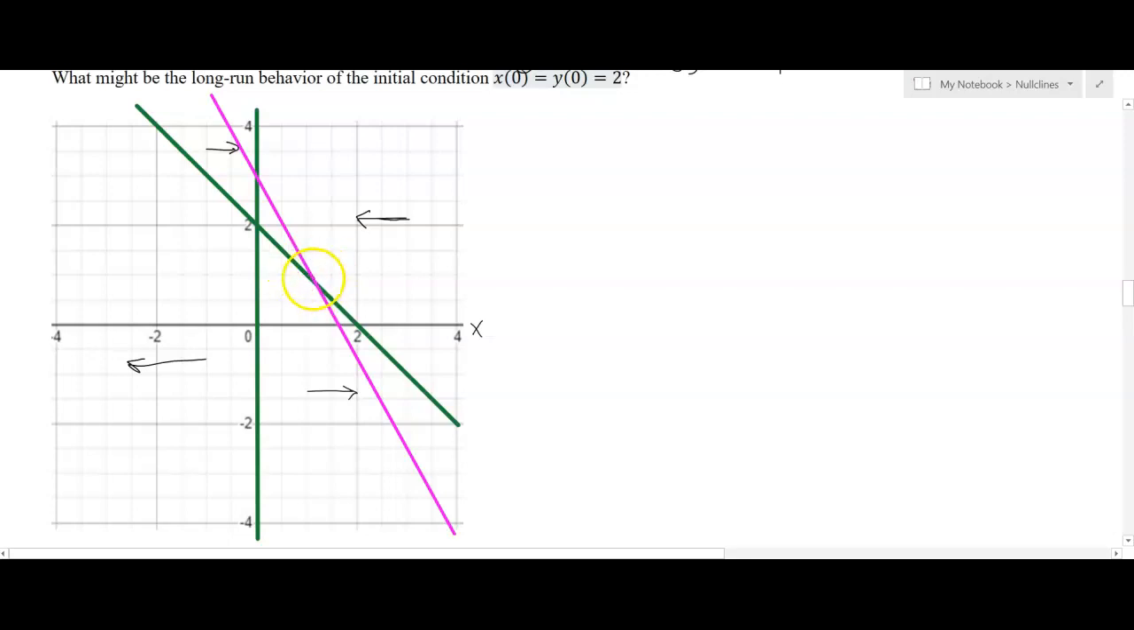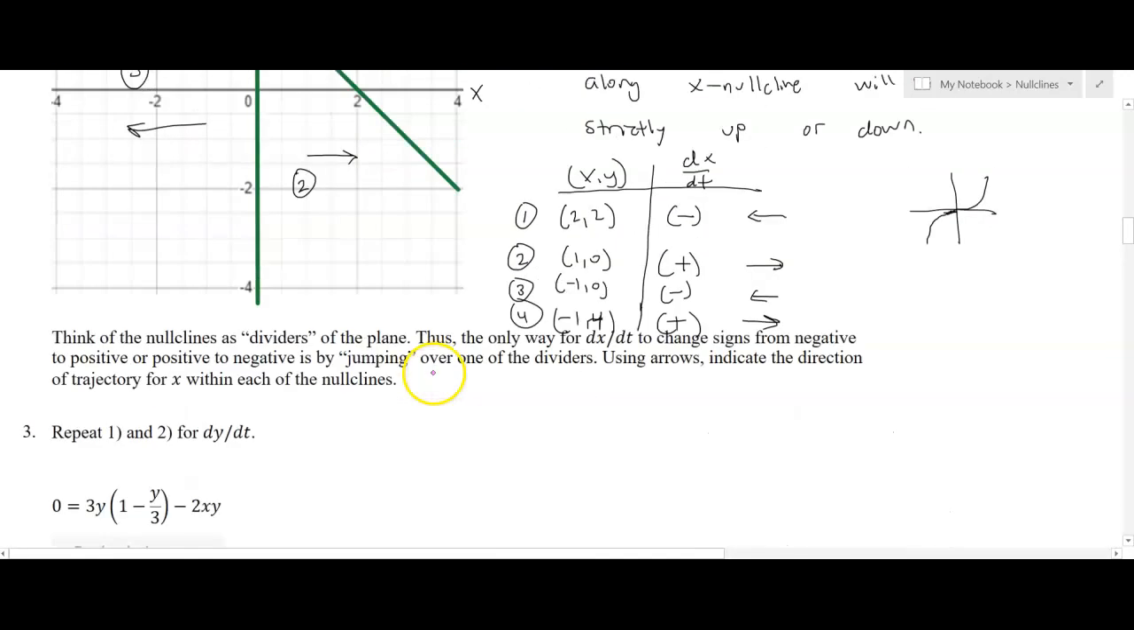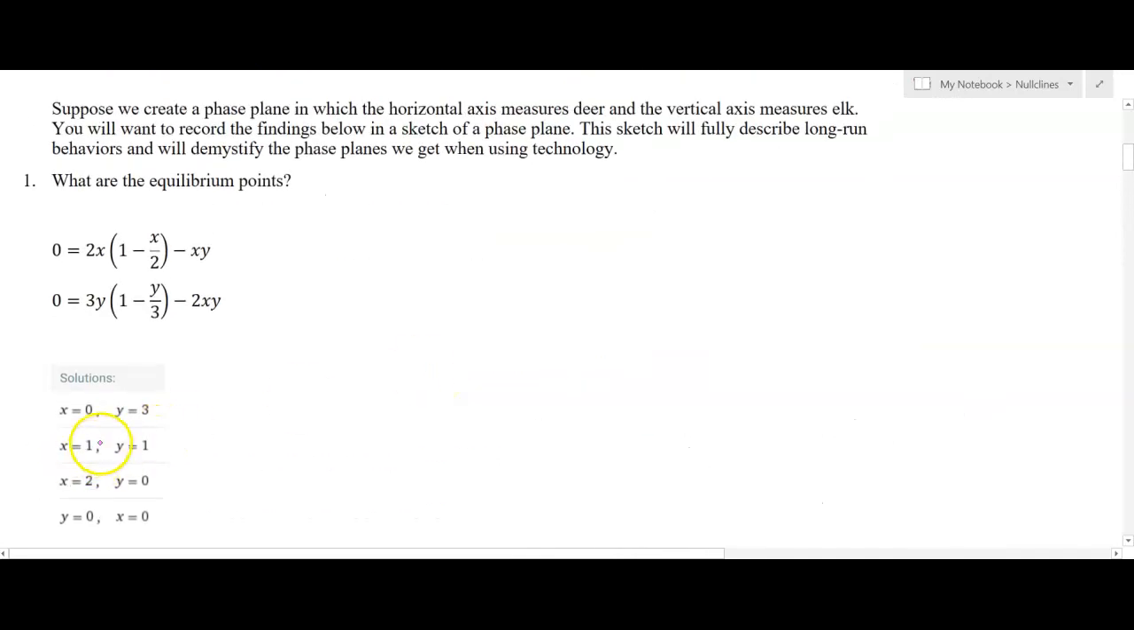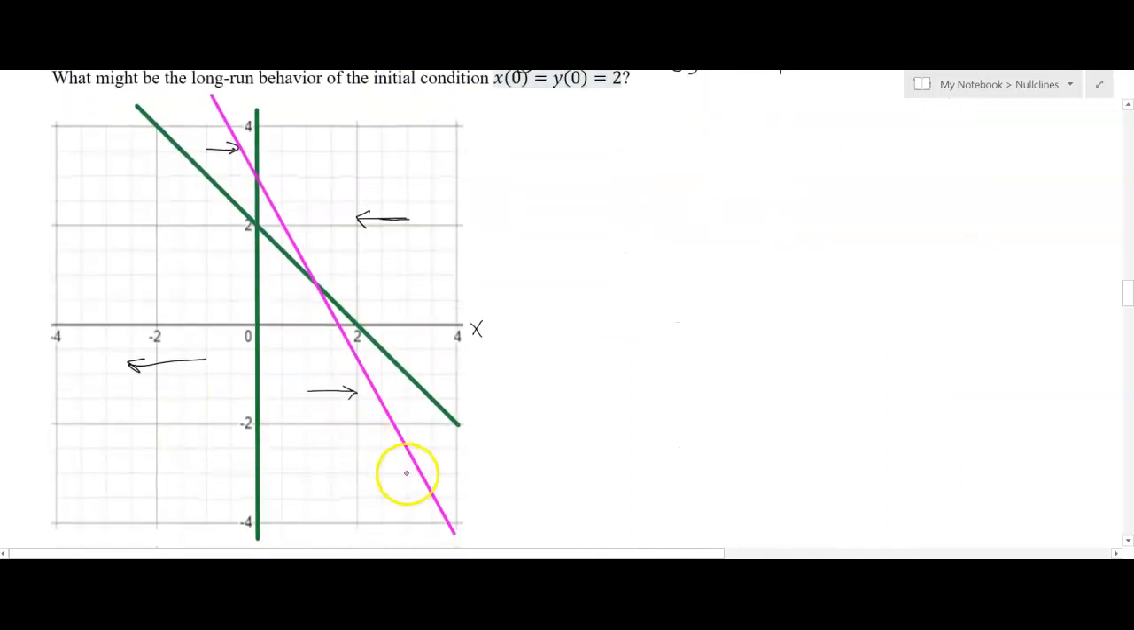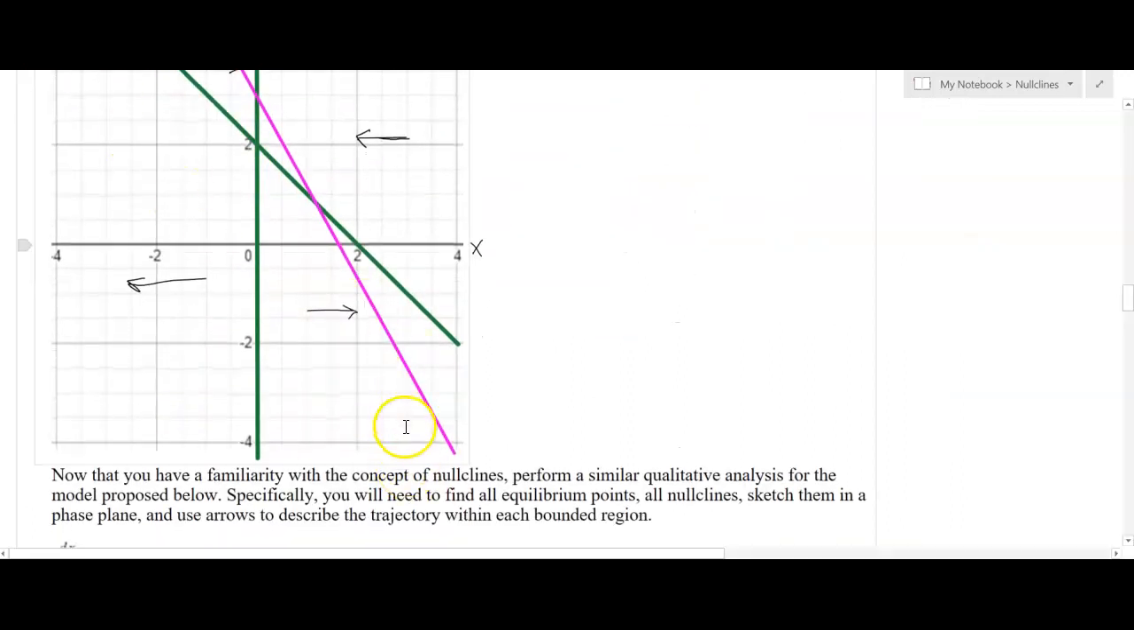So here you can see that these two functions intersect at the point 1, 1. Well, that's a y nullcline and an x nullcline intersecting one another, and we said that when y is in a nullcline state and x is in a nullcline state, that's an equilibrium point. And so you'll notice that that is actually one of our equilibrium points. That's the equilibrium point 1, 1 that we obtained right here. Very nice. So it turns out that there is a connection between nullclines and equilibrium points.